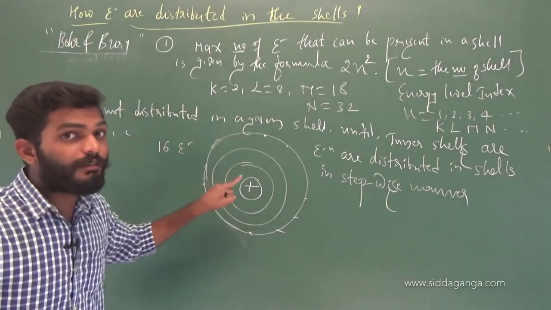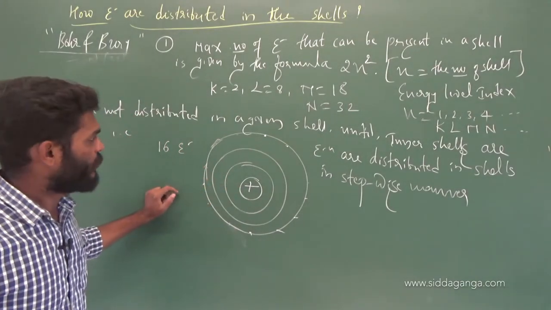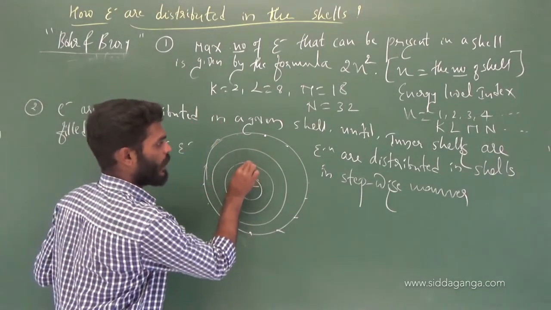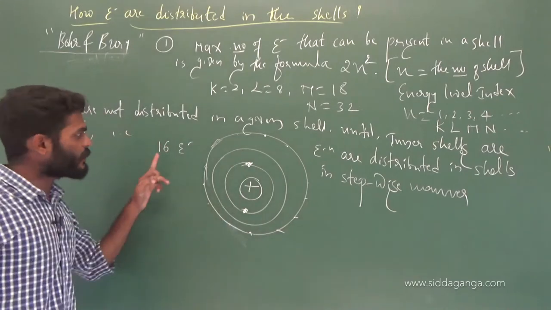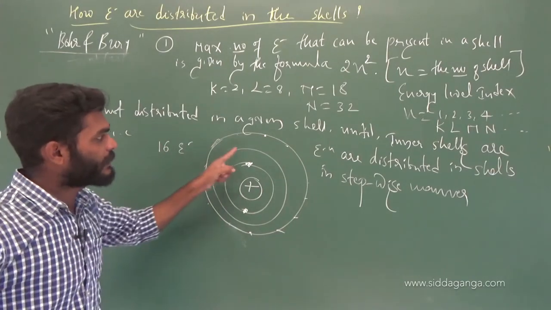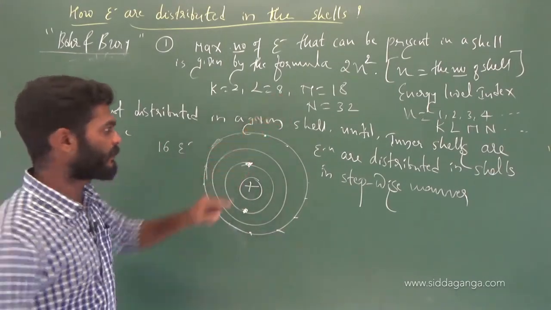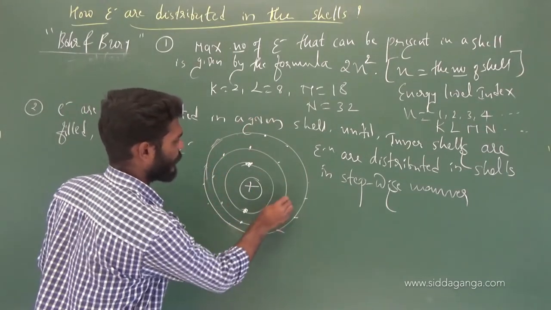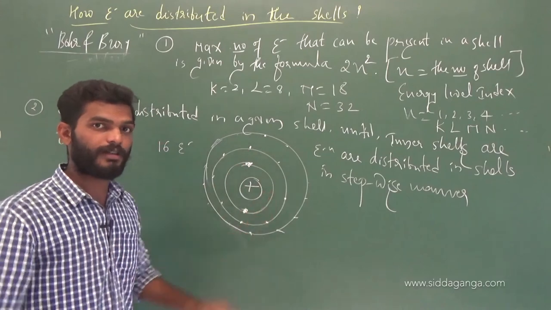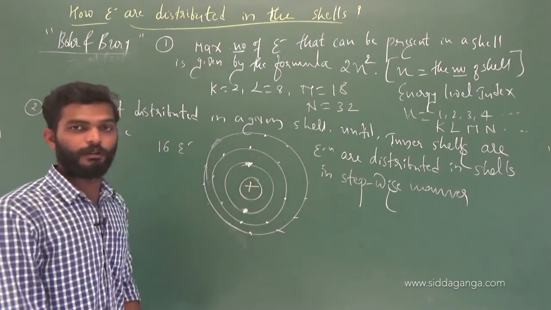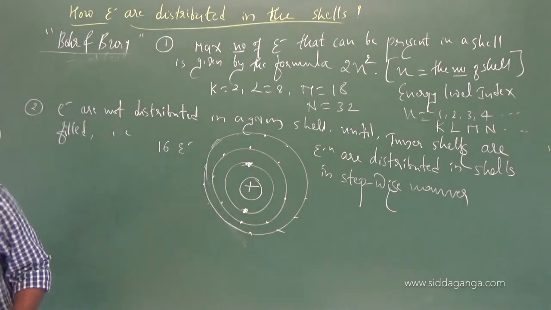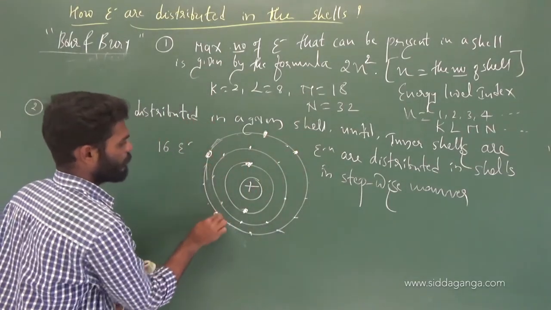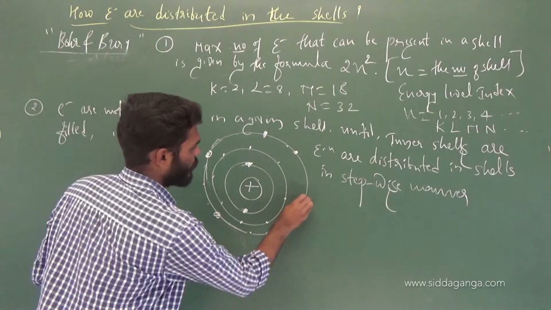first we have to fill the first shell, that is the K shell. How many electrons can be filled in the K shell? 2 electrons. So 1, 2. Next, in the second shell, 8 electrons can be filled. Therefore, 1, 2, 3, 4, 5, 6, 7, 8. So, in total, 10 are used. In the next one, 6 remain. So, let's put these 6 electrons in the third shell. So, 1, 2, 3, 4, 5, 6.